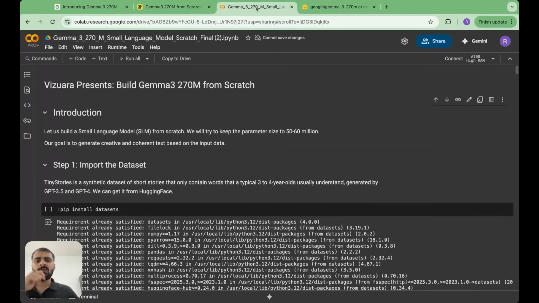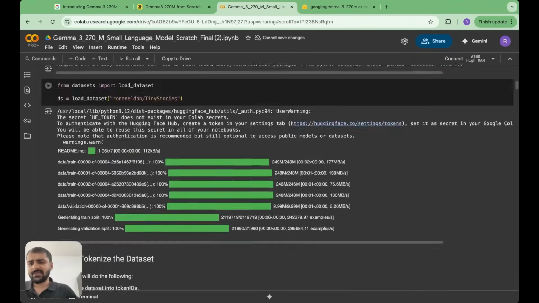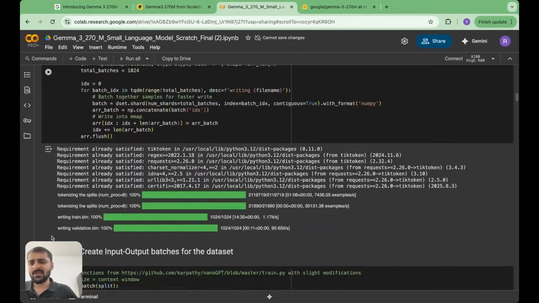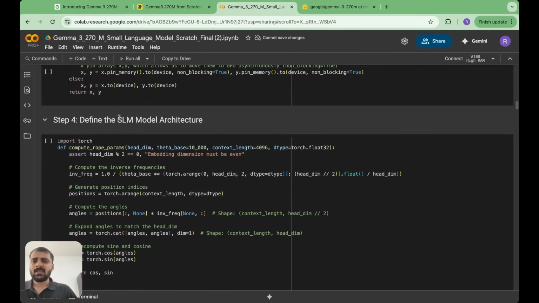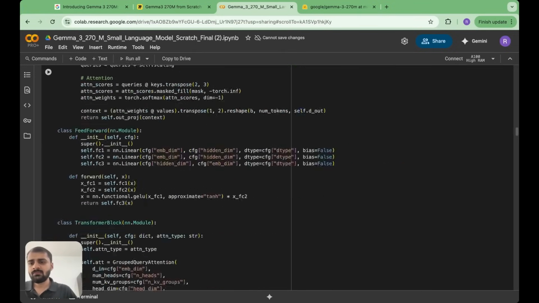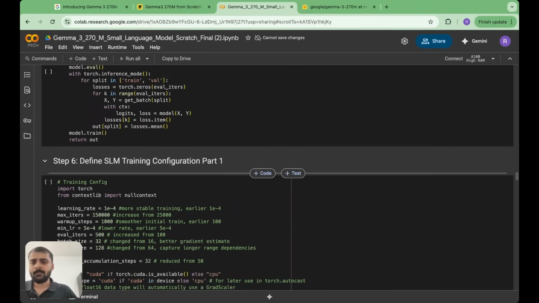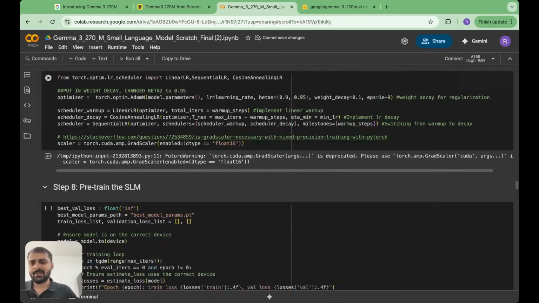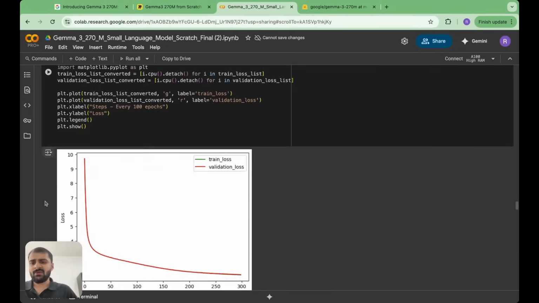I'll show you the Google Colab code file which we will be developing. It looks something like this. So step one is importing the dataset, then we have tokenizing the dataset, then we have creating input output batches. Then here is where we define the Gemma architecture really. And then finally we have the configuration, and then ultimately we have the pre-training step, and then I have inference.